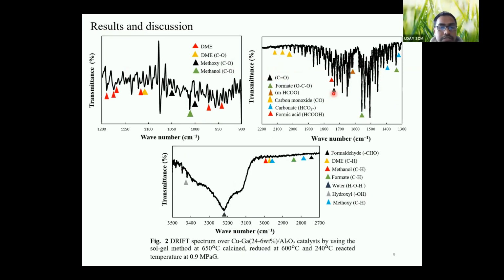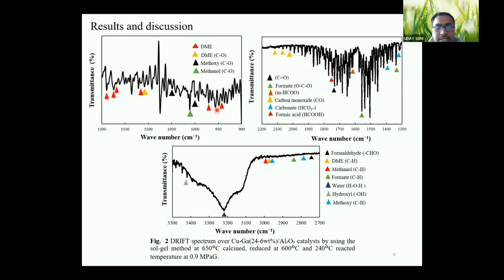So in the slides, I try to show the intermediate products at the 600 and 500 degrees centigrade calcination temperatures, reduced at 600 degrees, and at the 240 degrees centigrade reaction temperature. If we see the wave numbers around 939, 979, and 1129, they represent the DME stretching.